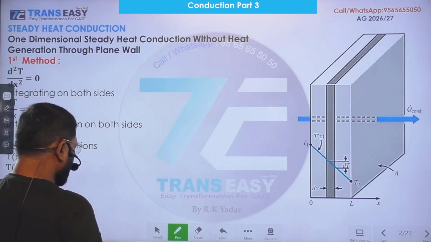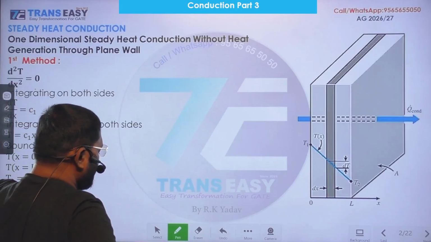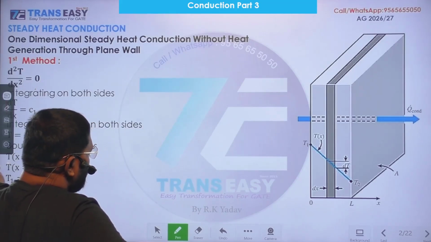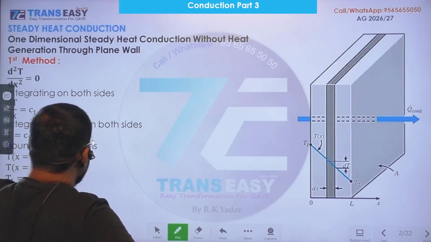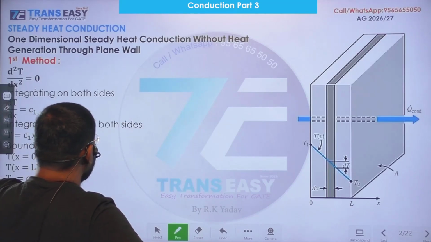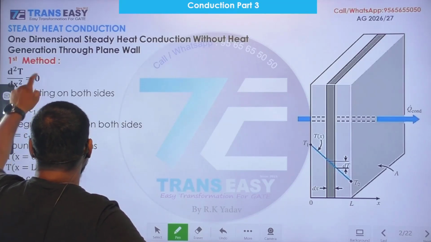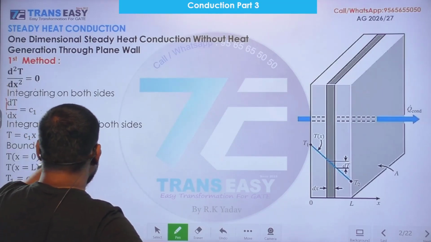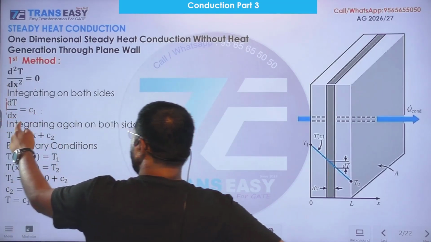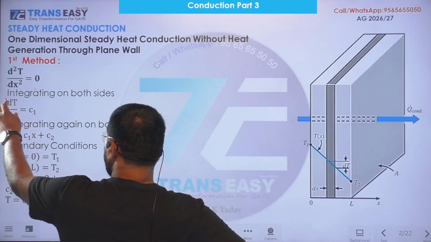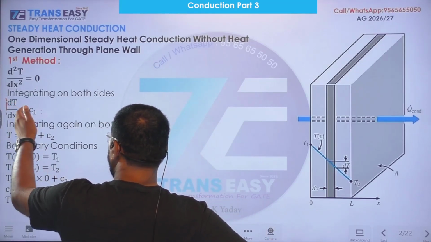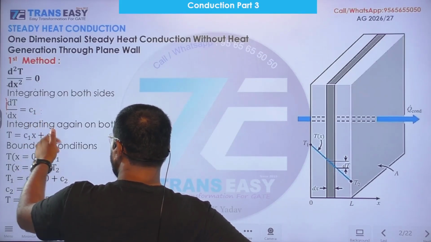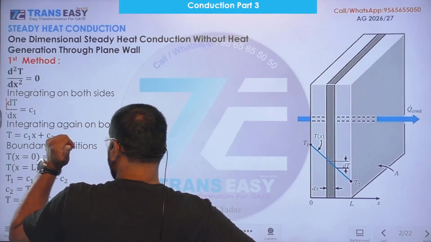As we know, differentiation and integration are reverse of each other. After integration, we are getting this. So if we differentiate this, we will get this. Integrating again on both sides, this will give T, and on the right hand side C1x plus a constant of integration for the second time integration.